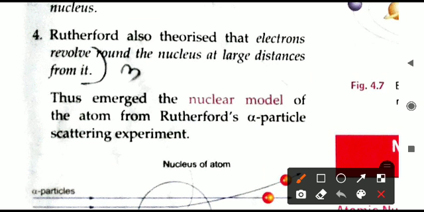One more observation is given. Rutherford also theorized that electrons are revolving around the nucleus. We already know electrons exist in the atom, but according to Rutherford, electrons are not in the center of the atom, they are all moving around the nucleus. They are revolving, just like planets revolve around the sun in the solar system. Electrons revolve around the nucleus, which is at the center, and all around the electrons are moving.